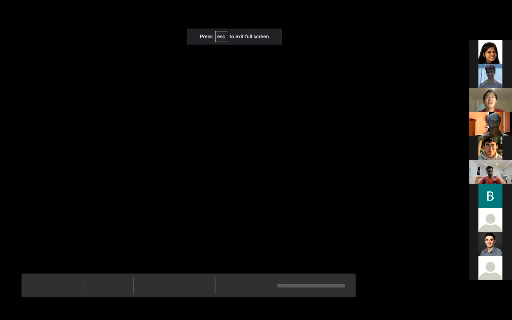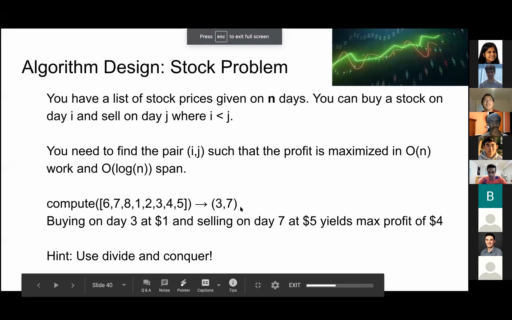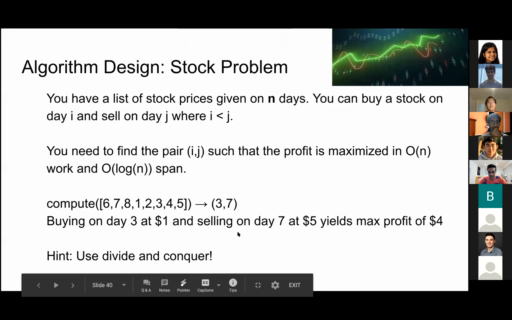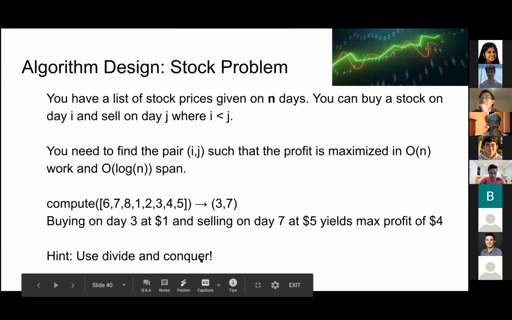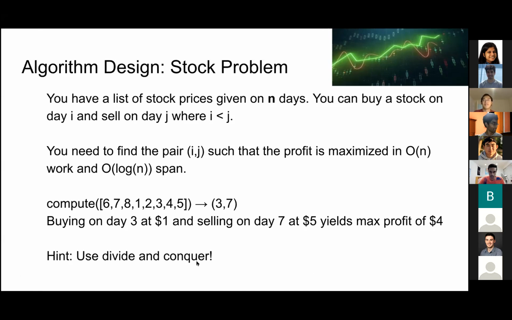All right, yeah. So we're going to go over a quick divide and conquer problem. Again, this is really weird in a virtual setting. So if you have questions, feel free to unmute yourself and ask me or put it in the chat, like you've been doing this entire time. Awesome. So this is the question. You have a list of stock prices on n different days, and you can buy a stock on some day i and sell it on some day j. So you have to buy it before you sell it. That's why i has to be less than j.